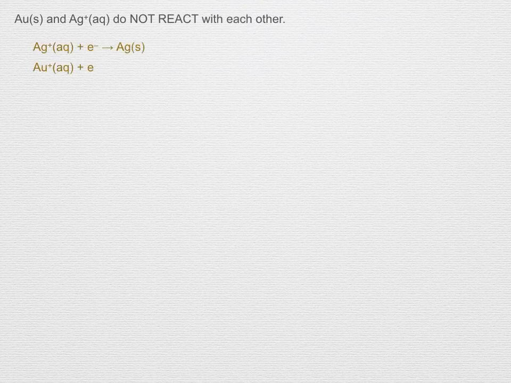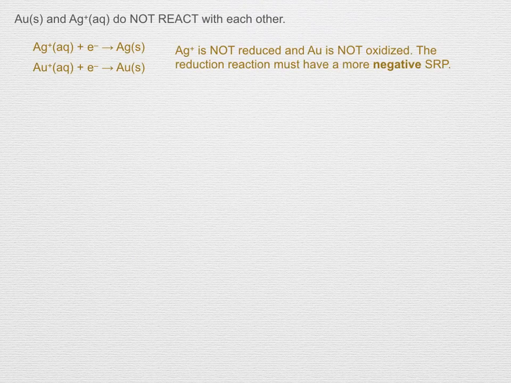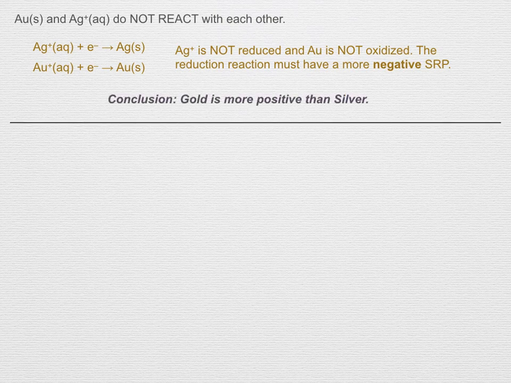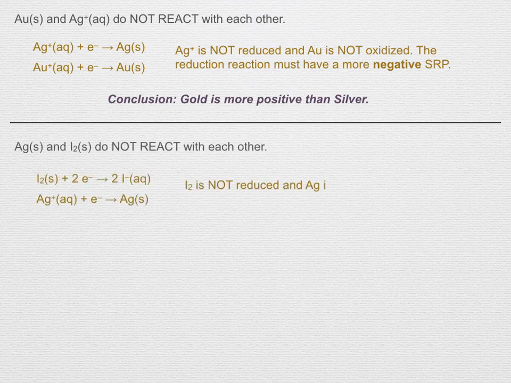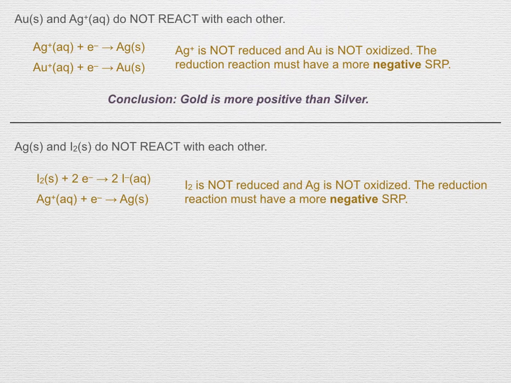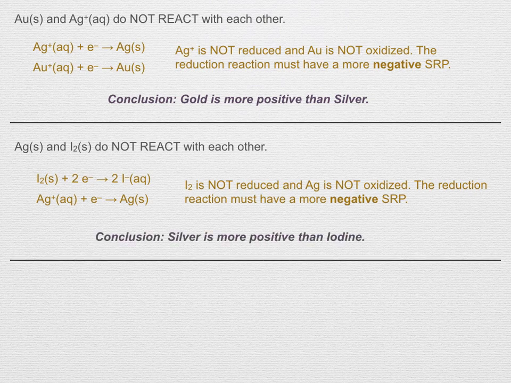Gold and silver ion do not react. Well, if there was a reaction, silver would have to be above gold. Since there is not a reaction, gold must lie above silver. Gold is more positive than silver. And silver and iodine do not react. If they did react, iodine would be higher than silver, but since they do not, silver must be higher than iodine. Conclusion, silver is more positive than iodine.